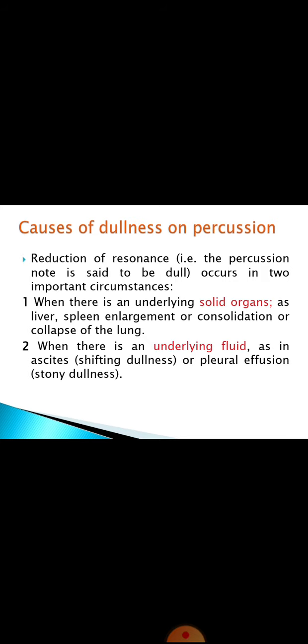What are the causes of dullness on percussion? Reduction of the resonance occurs in two circumstances. Either when there is an underlying solid organ enlargement, such as liver or spleen, or there is a consolidation or collapse of the lung, or there is an underlying fluid like ascites, which can be detected by shifting dullness, or pleural effusion where stony dullness is found.